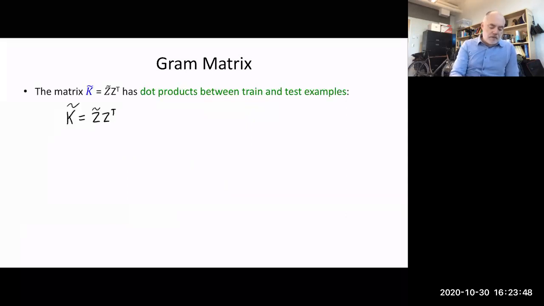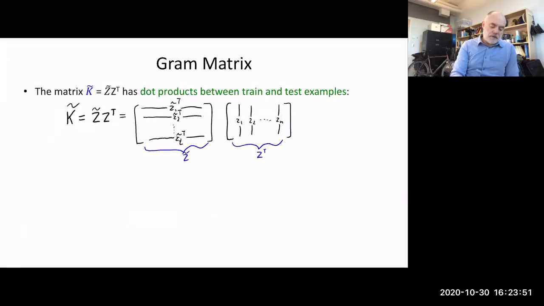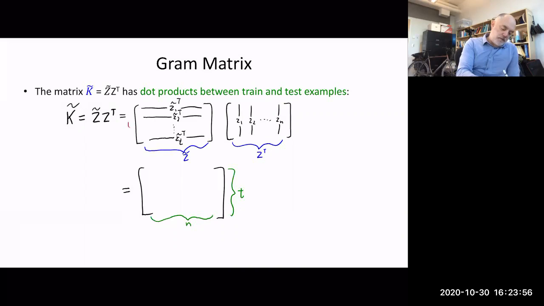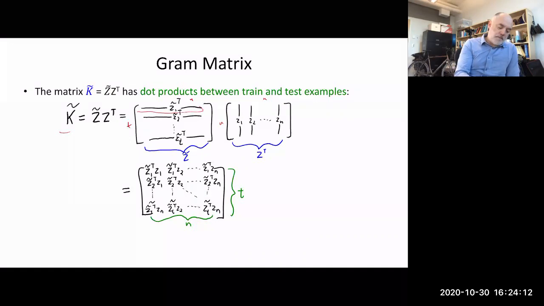K tilde is similar. It's just Z tilde times Z transpose. We talked about the dimension of this before. Z tilde is T by N, and this is N by N, so the resulting matrix is T by N. K tilde consists of inner products between the basis expansion for a test input and the basis expansion for a training input. So these are all just dot products, inner products.